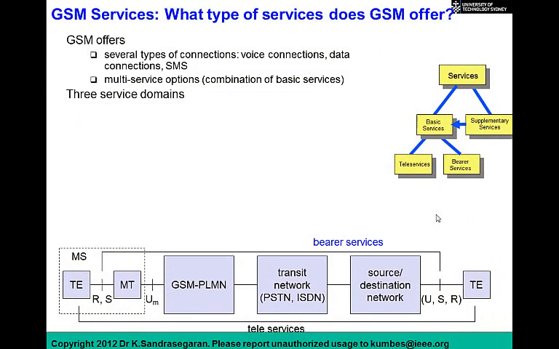Okay, if you look at the services that GSM provides, we see that they can be mostly connection oriented. As I said earlier, GSM provides circuit switch services, and within the services we can classify them into bearer services. When we talk about bearer in the context of telecommunication, we need to provide a pipe through which data can be transmitted between two access points.